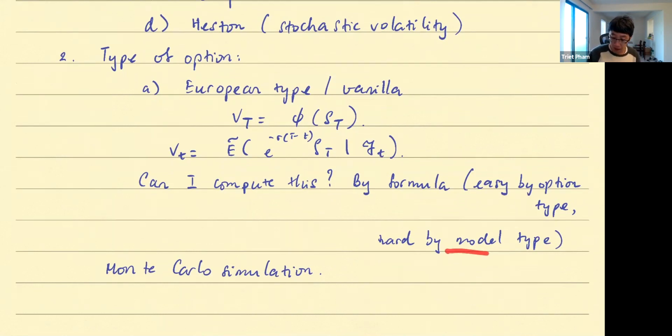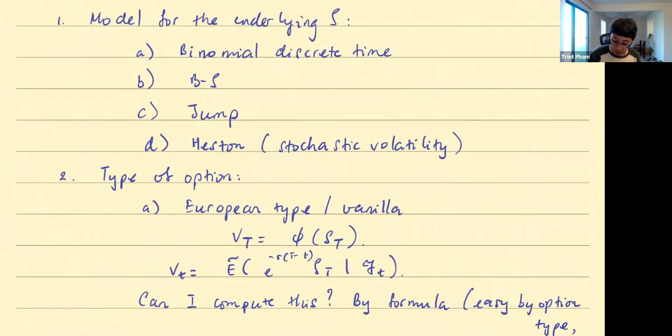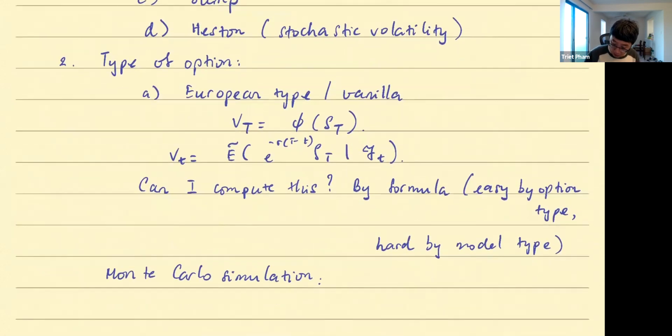So the explicit formula, the closed form formula, is dependent on the model. On the other hand, with Monte Carlo simulation, you will see, and I hope with your experience, that it really is about how you simulate the model of the path. So it kind of depends on the model, but does not care about option type.